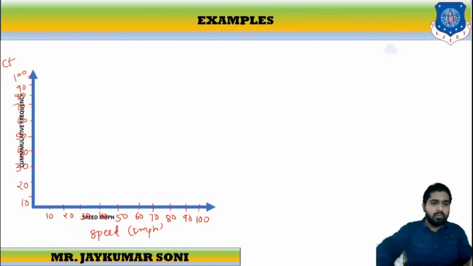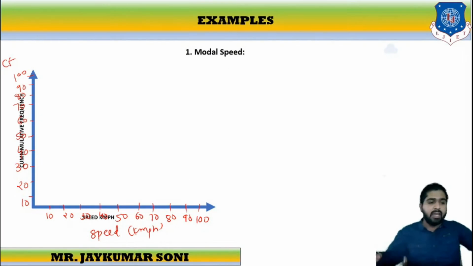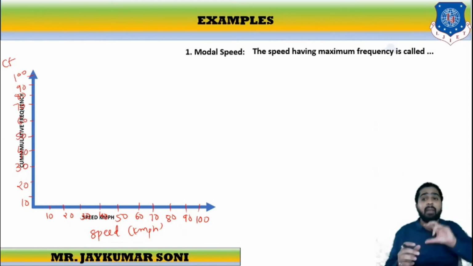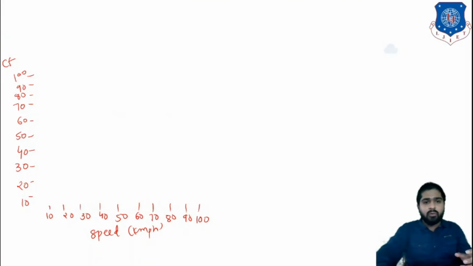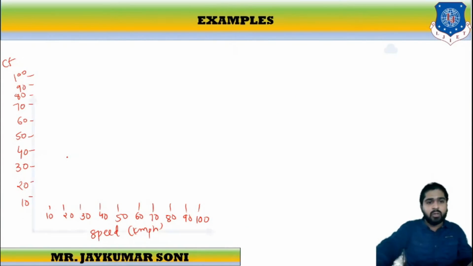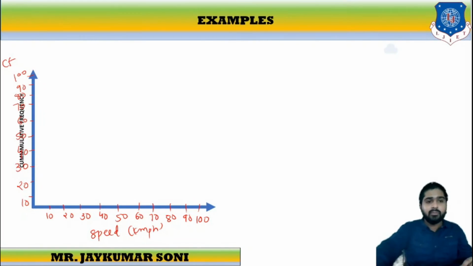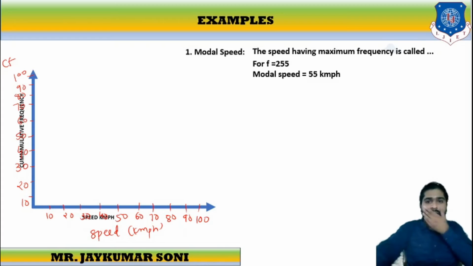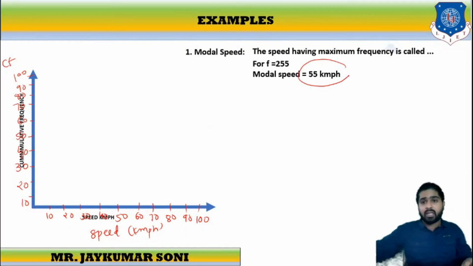Now, first I need to calculate the modal speed. What is modal speed? Modal speed is the speed having maximum frequency. So we will go back to the table and see where the maximum frequency lies. In the frequency table, you can see the maximum frequency is 255 and it is at the speed of 55. I will plot this value here and call it the modal speed. So the modal speed is 55 kmph, which we get from the table itself.